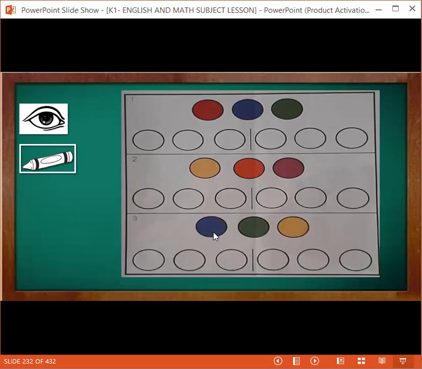Next row, the third row. On the first circle, I want you to color it blue. On the second circle, I want you to color it green. On the third circle, I want you to color it yellow. While on the other side, I want you to color the first circle blue, the second circle green, and the last circle or the third circle yellow. That is the color pattern in your page 6.